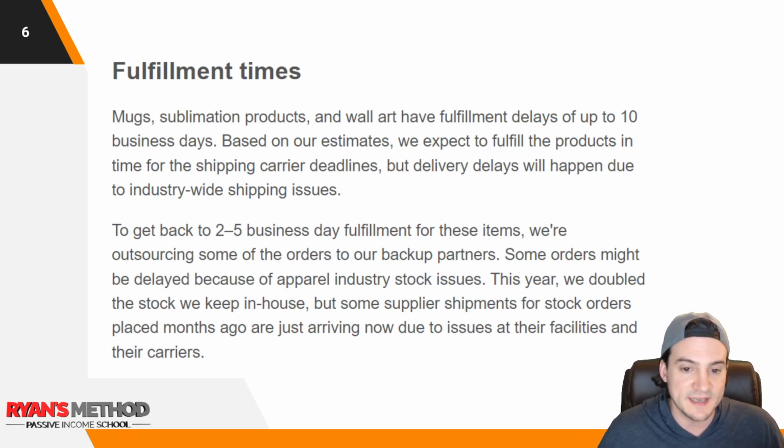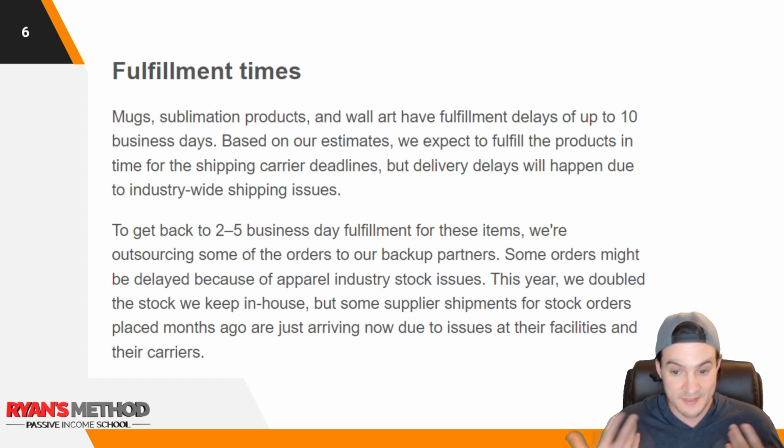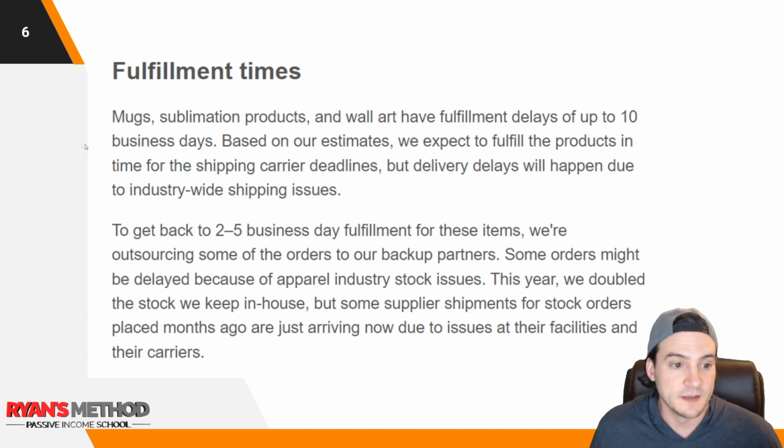To get back to 2 to 5 business day fulfillment for these items, we're outsourcing some of the orders to our backup partners. Some orders might be delayed because of apparel industry stock issues. This year, we doubled the stock we keep in-house, but some supplier shipments for stock orders placed months ago are just arriving now due to issues at their facilities and their carriers. Guys, those of you that were paying attention back in February, March to what was happening in the world, they did tell us supply chain breakdowns were going to happen. And in some cases, they did.